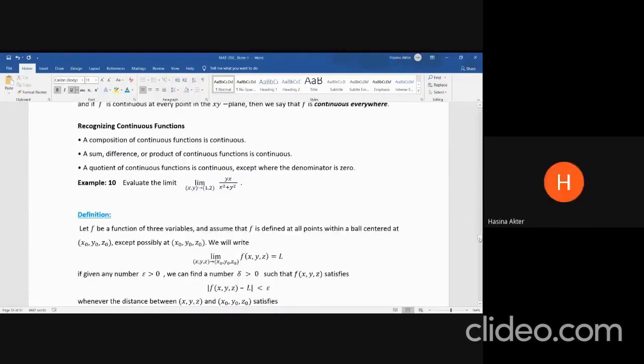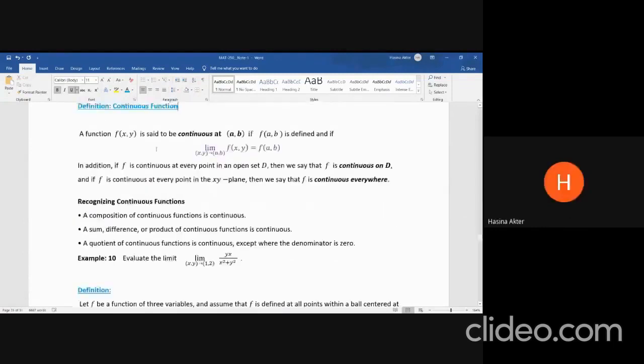Okay. So now if you go with the definition of a continuous function, a function is said to be continuous at a point if the value of the function equals the limit. Then the function is continuous. If the function is continuous at every point of its domain, we say that the function is continuous everywhere. If the function is continuous only at some point, then we mention it.